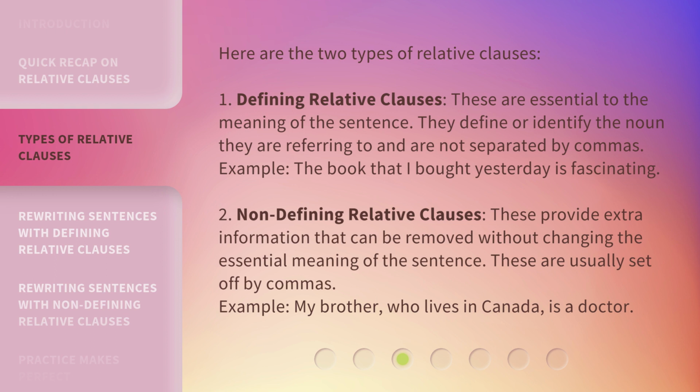2. Non-defining relative clauses. These provide extra information that can be removed without changing the essential meaning of the sentence. These are usually set off by commas. Example: my brother, who lives in Canada, is a doctor.